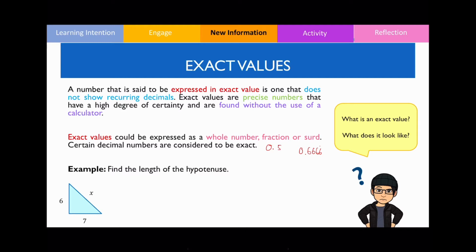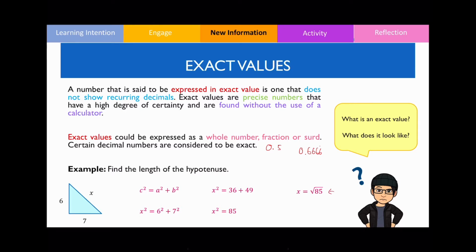Let's look at another example of what an exact value would look like. So over here, I've got an example where you'd have to actually use Pythagoras theorem to find out the length of the hypotenuse. So this is Pythagoras theorem over here. Substitute your values in. And what you do now is just square it. So 6 squared is 36, 7 squared is 49, add them together, and then you take the square root to solve for x, okay?